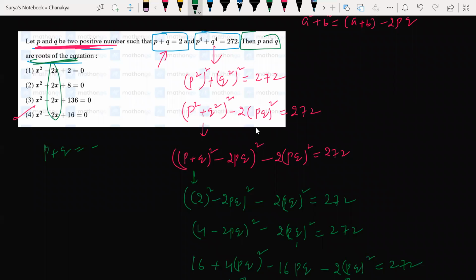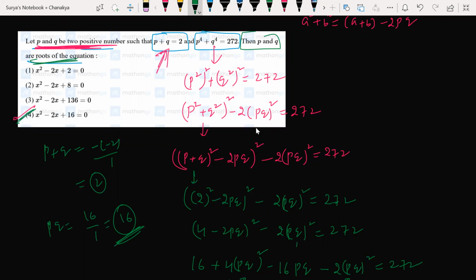Minus B by A, minus minus 2 plus by A. So P plus Q is 2. Correct? Yes, P plus Q is 2, he has given here. Satisfying. Now PQ is what, beta? C by A. C is what here? 16 by A, so 16. Matching. Only option D is matching here.